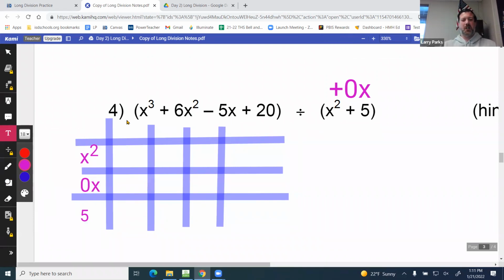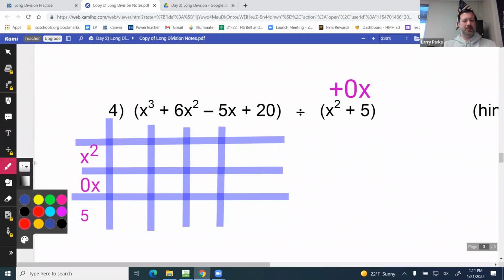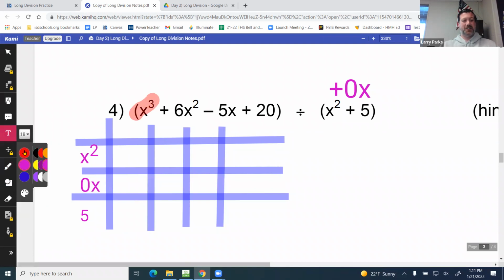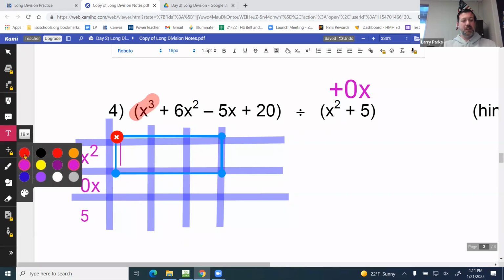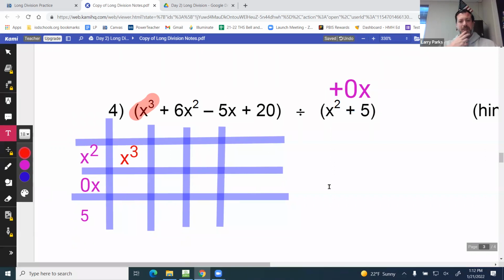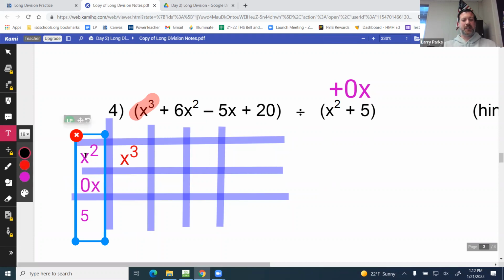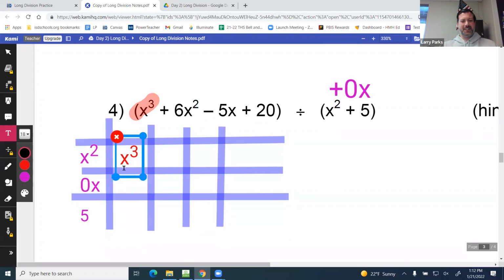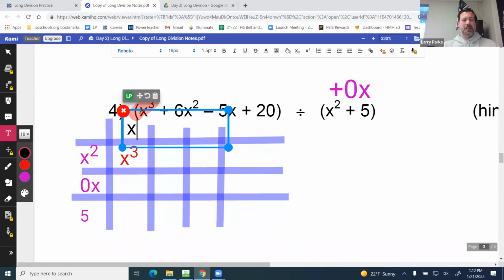So we're dividing. We know we need x to the third. We want x to the third, so we're going to go ahead and put x to the third in the box. And now we're going to work backwards. So this is the process of dividing using a box. So we're going to ask ourselves, x squared times what is x to the third? That'd be x. Now I put an x up there, and part of my quotient is going to be x.